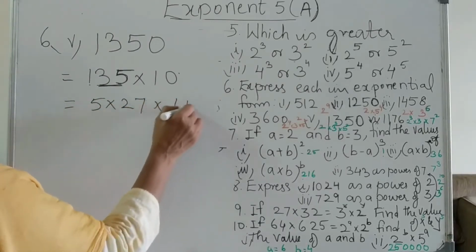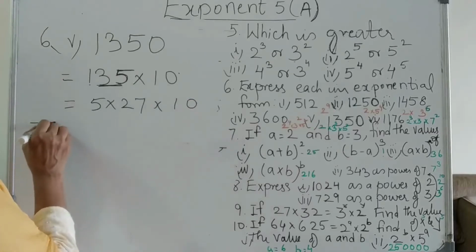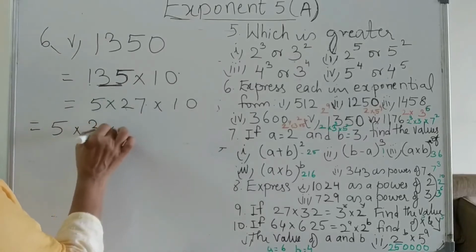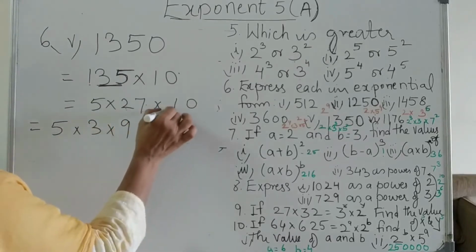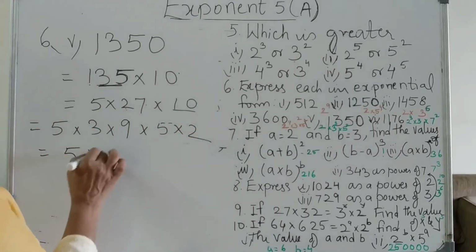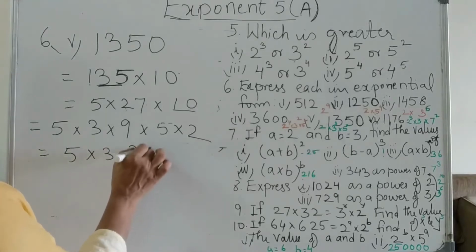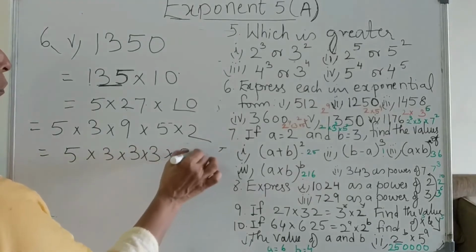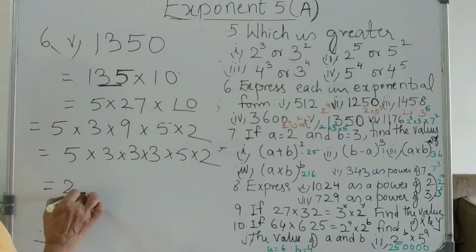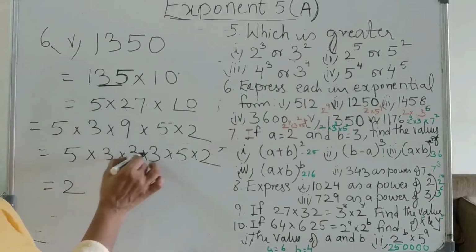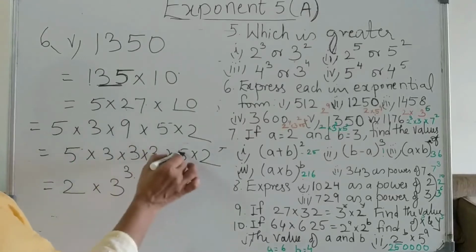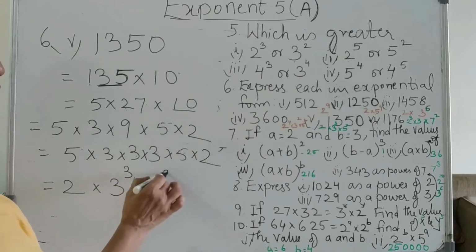Now it is easy to factorize. You write 5. Now you know 3 9's are 27, and 10 you can write 5 into 2. Now this is 5 into 3 into 3 into 3 into 5 into 2. Now let us bring all the 2's. There's only one 2, so bring it at the start. 3 1, 2, 3. So 3 is 3 raised to 3. Now 5 is 2 times, so you write 5 raised to 2.